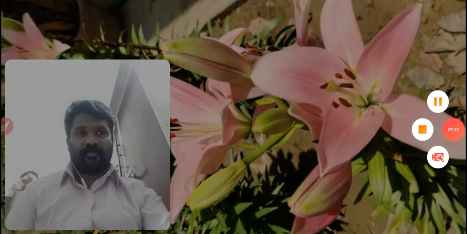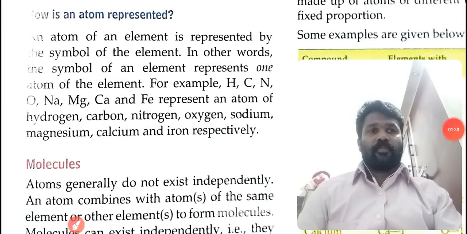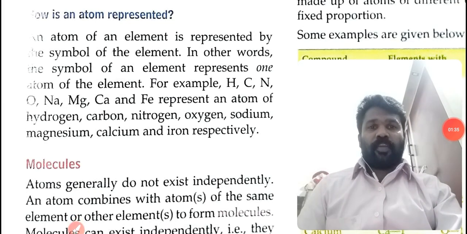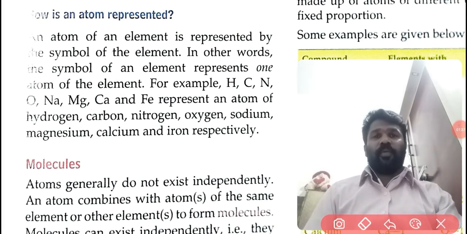Okay. Then today I am going to discuss our third chapter, elements, compounds and mixtures, and how the atoms are represented. All of you open your book and get ready to watch this video carefully. Okay, students, here is our topic. How is an atom represented?